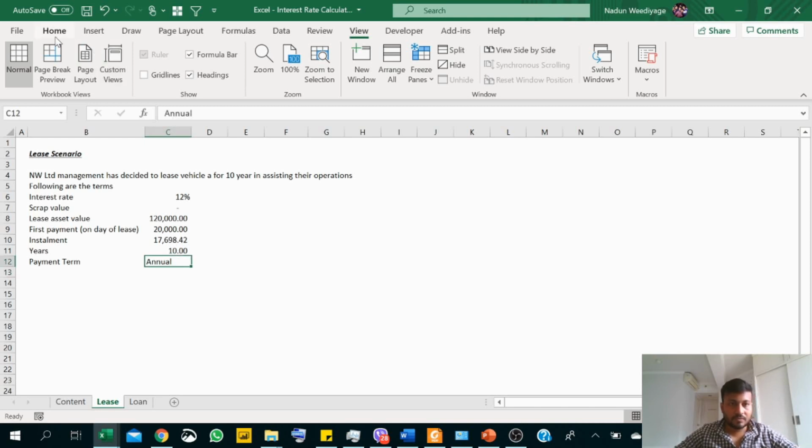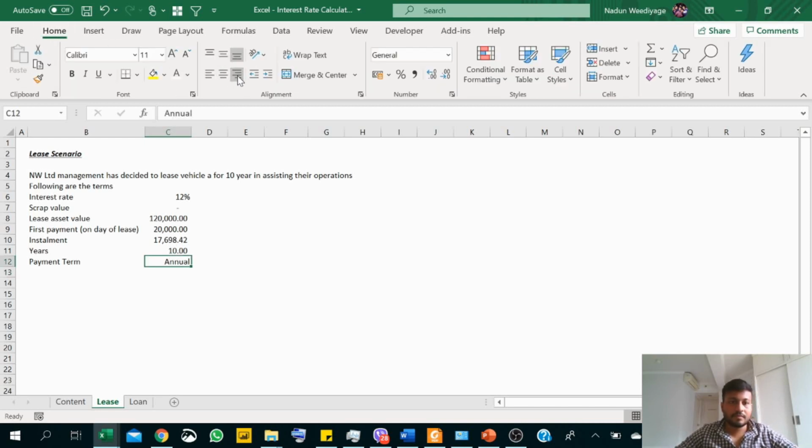What we want to look at in this scenario is whether this interest rate is correct for this installment amount, and whether, by using this information, we can calculate the installment amount.